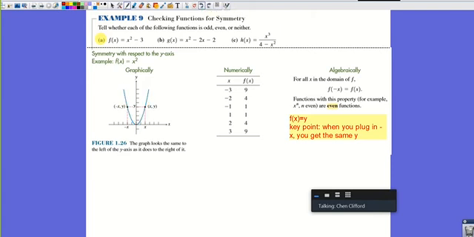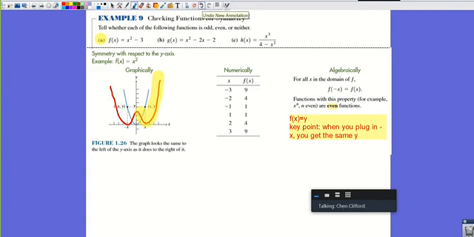Here's another even function. Look at this red. It's not going to be the best drawing. That's like a curvy W. If you reflect this portion right here across the y-axis to the left, or vice versa, you will get the same graph. That's an even function.